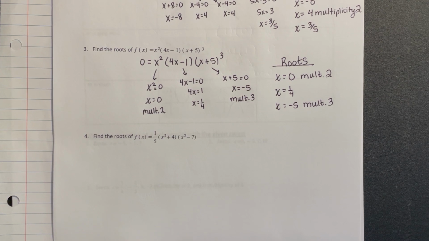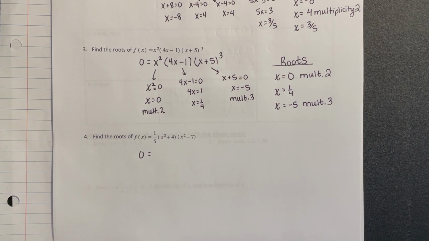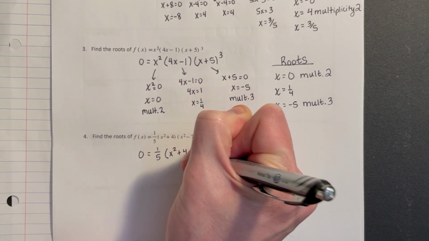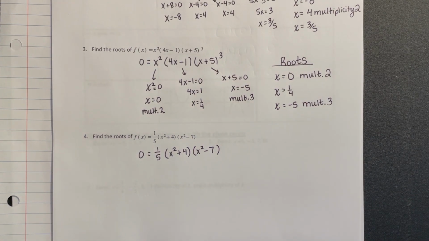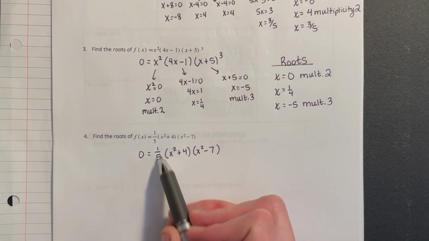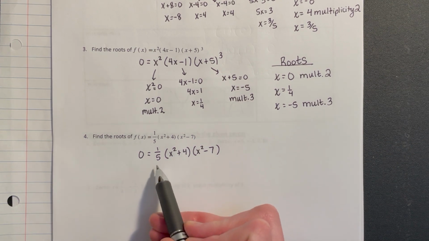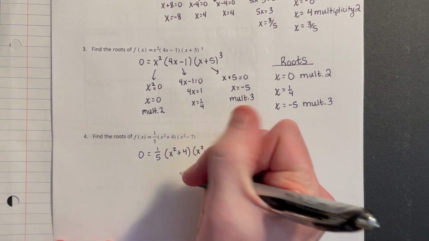One more here, we've got f of x equals 1/5 times x squared plus 4 times x squared minus 7. Setting this function equal to 0, we see that that 1/5 is still just some kind of constant multiplier out here. It doesn't have a variable with it, so it's scaling this function. It's actually shrinking the function, but it is not creating some opportunity to be 0. Just the other two factors are, because those have variables.